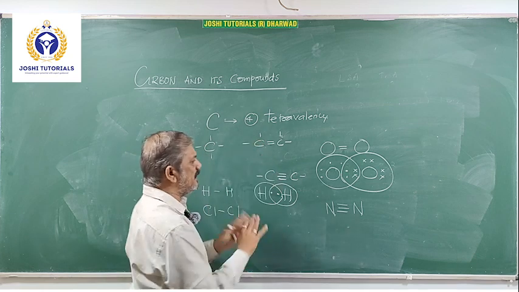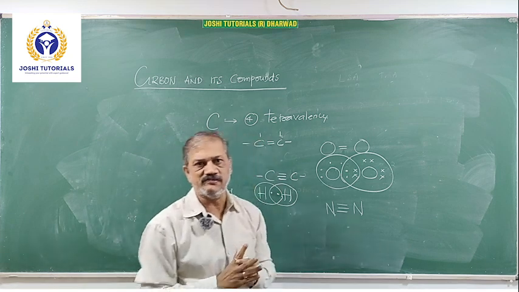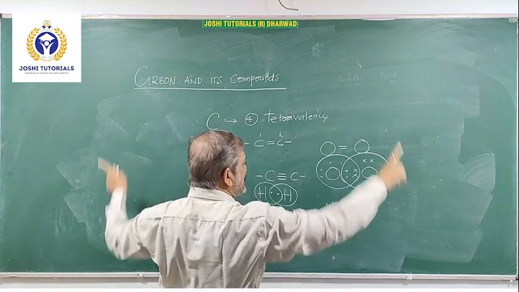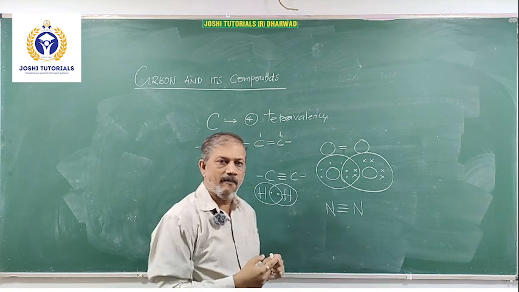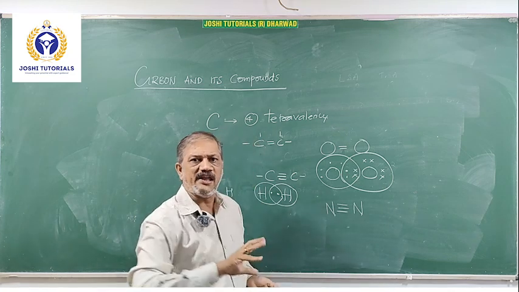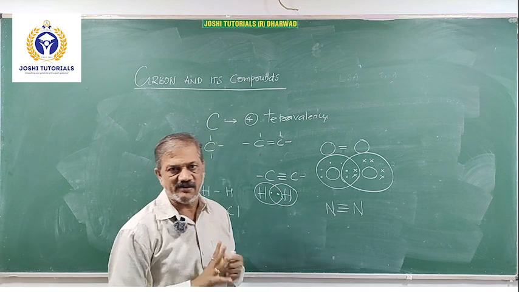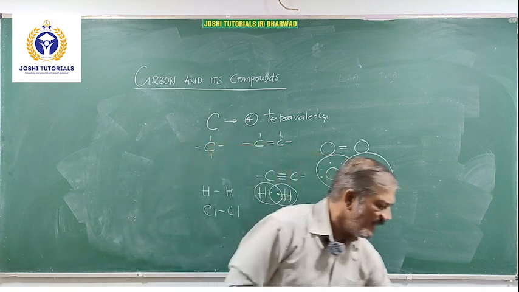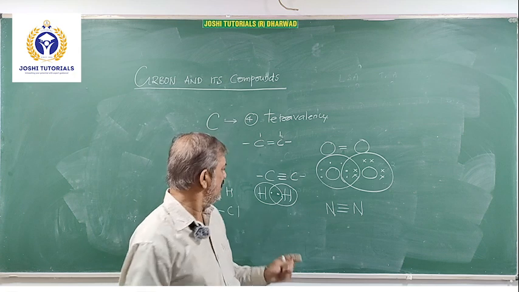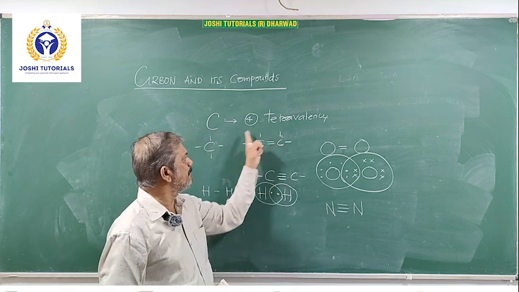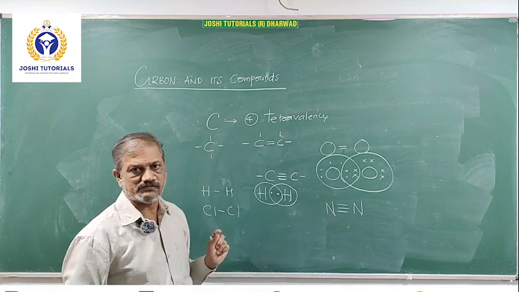I am covering only the background. I am not telling the entire chapter. By this you can read, and if you have doubts you can ask me. So that is why carbon is said to have a total number of bonds equal to 4.